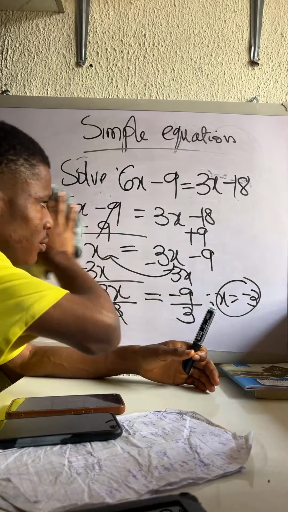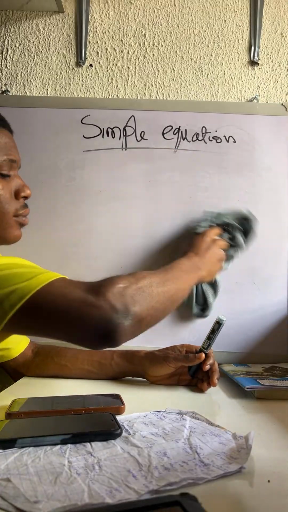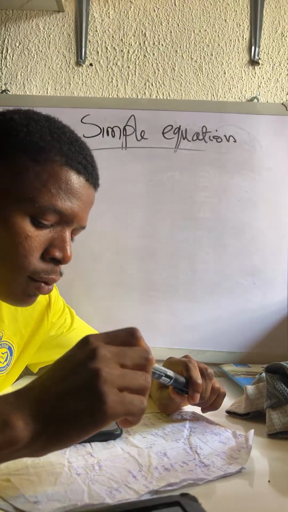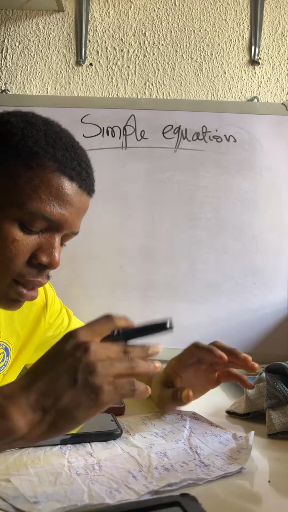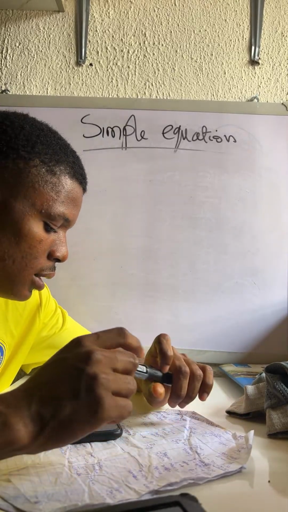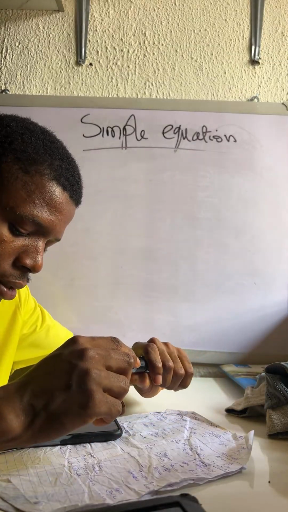Okay, so let's go to the next one. So we have understood how to solve this type of problem when the variables are on both sides of the equation. The next thing we have to understand is how to solve it when it involves brackets.